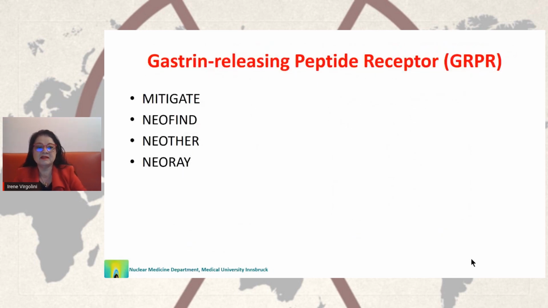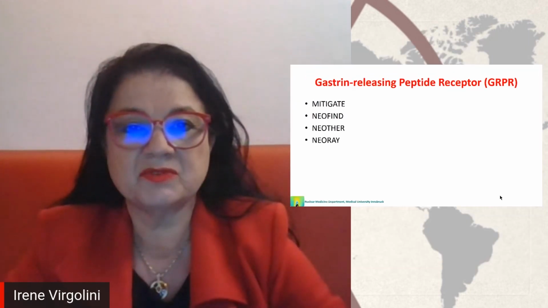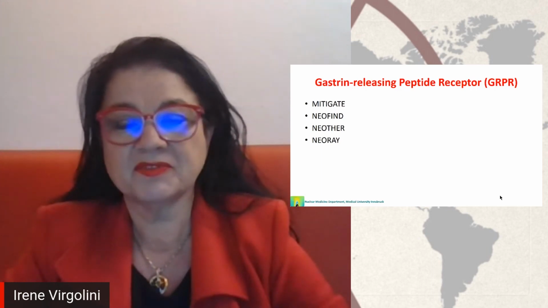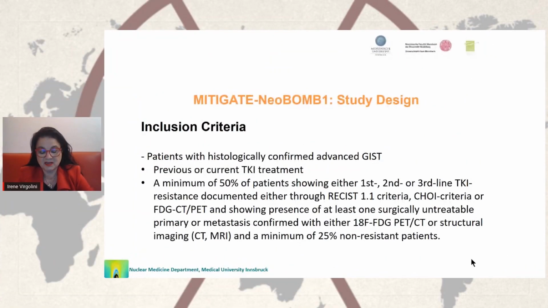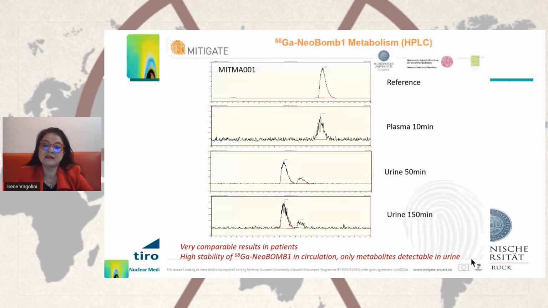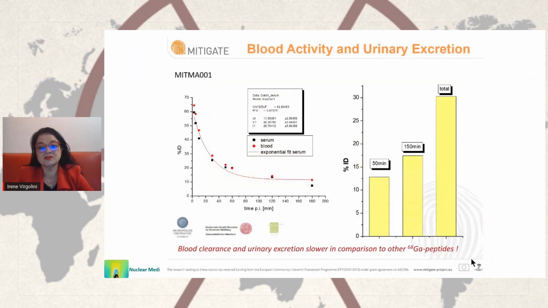I now want to talk a little about clinical studies on the gastrin-releasing peptide receptor agent. This is developed by AAA. In the first study conducted in Innsbruck, the so-called Mitigate study, which was sponsored by the European Community, we first administered this particular compound, NeoBOMB1, an antagonist, to patients with histologically confirmed advanced gastrointestinal stromal tumors. The substance is stable in blood and excreted into the urine. Binding to the receptor in vivo is quick, and elimination is mainly via the kidneys.